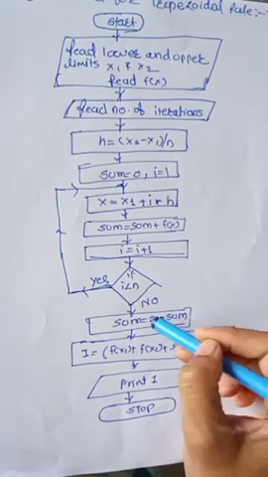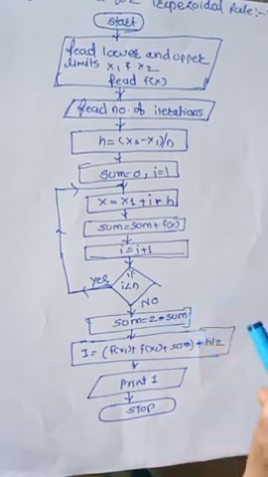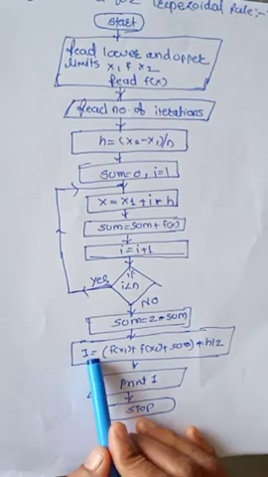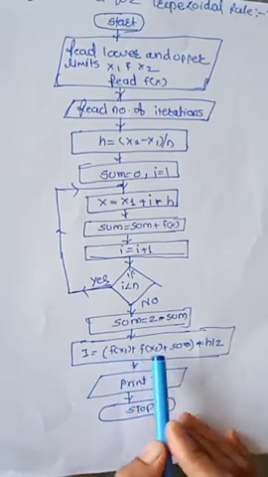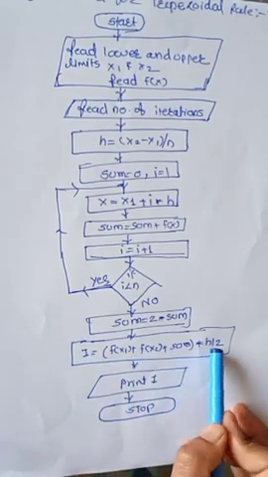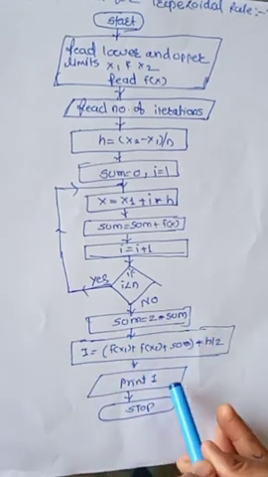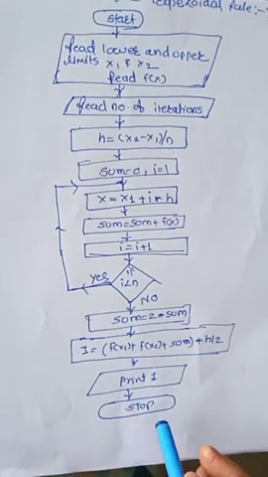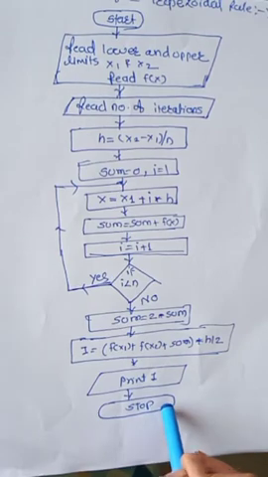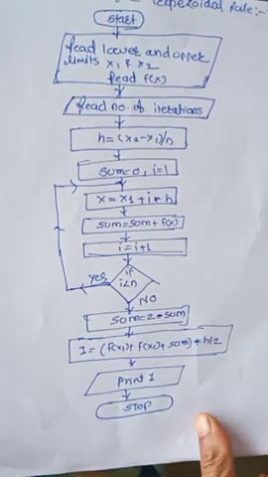What is the next step? Sum is equal to 2 into sum, and the final step is you have to take the integration as f of x1 plus f of x2 plus sum into h by 2. Once you obtain this integration, you have to print that value, and after getting that value on your screen, you have to stop. This is the algorithm.